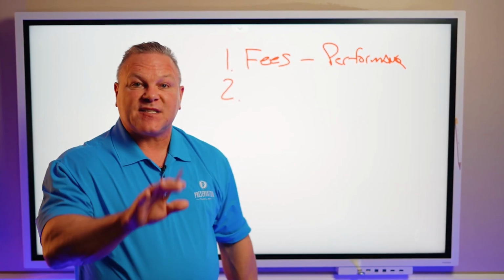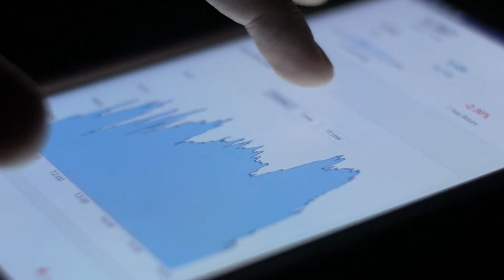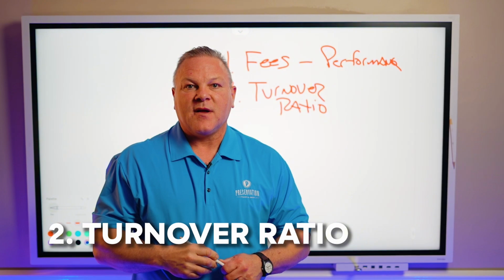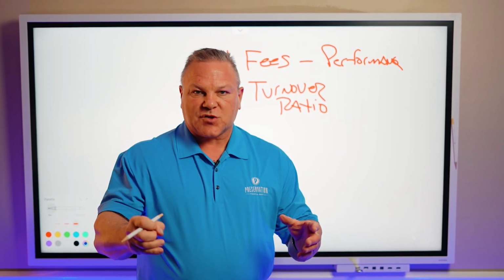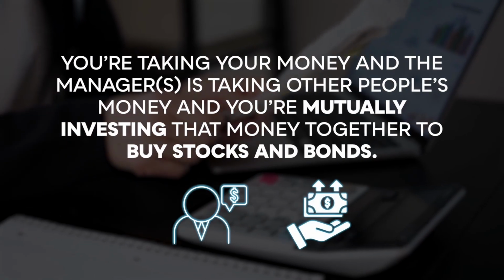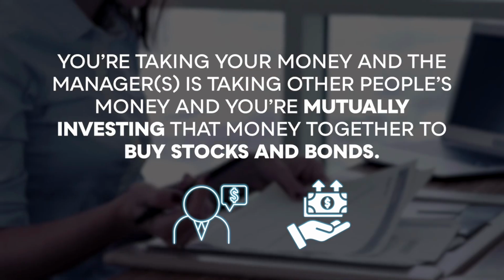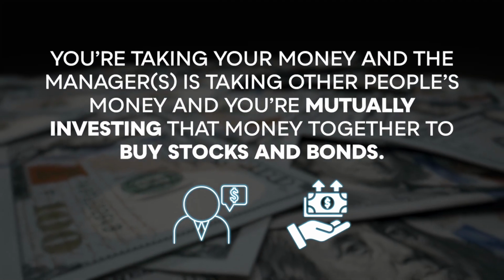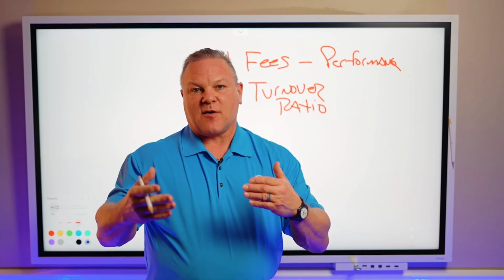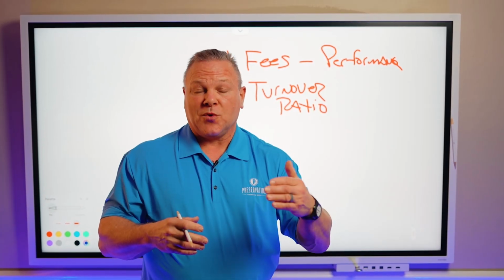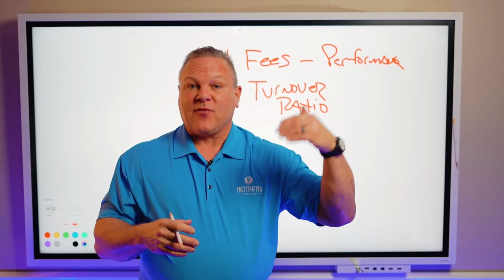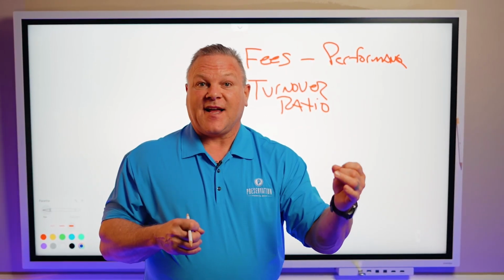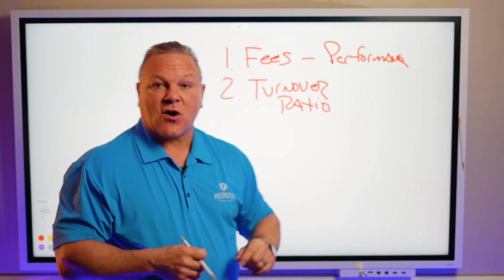Then another thing that's very important with investments, especially if you have mutual funds, is something called the turnover ratio. When you have money invested in mutual funds, you're taking your money and the manager or managers is taking other people's money, and you're mutually investing that money together to buy stocks and bonds. And a certain percentage of those investments or holdings are changed out every single year. Some are sold and then new ones are brought in. The amount of that trading done is called the turnover ratio.